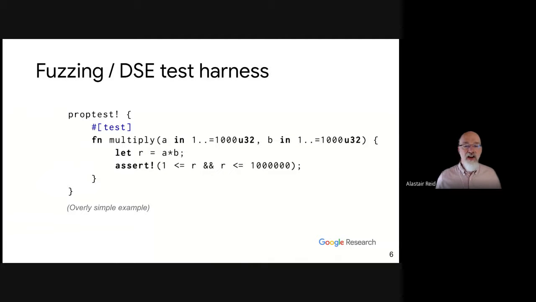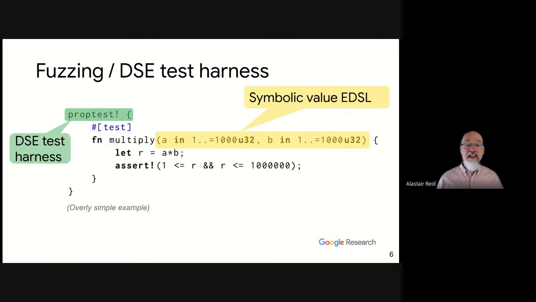Here we have an overly simplistic example which uses PropTest on the outside to build a test harness around the code, and then on the inside it's using this embedded domain-specific language to create symbolic values. And what this code is doing is checking that the product of two numbers in the range 1 to 1,000 is in the range 1 to 1,000,000.